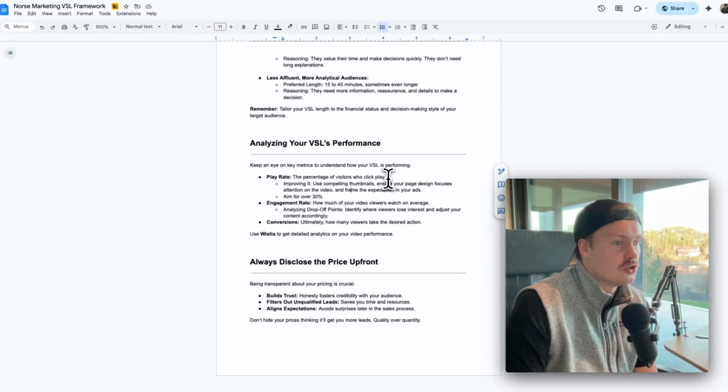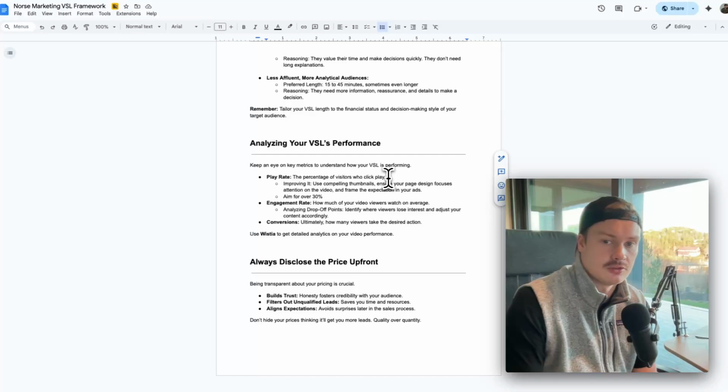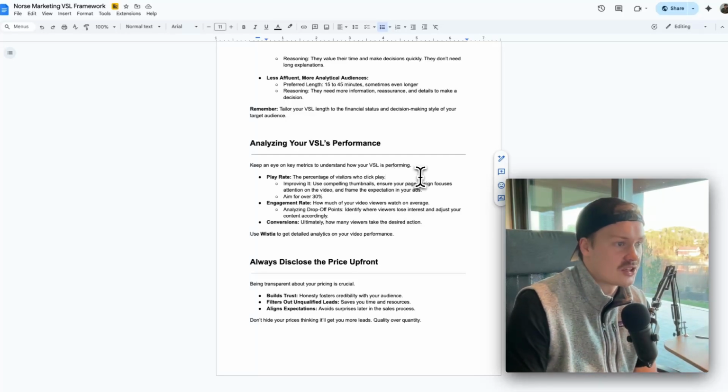And what you need to do is use Wistia. If you're using Vimeo, YouTube, or Go High Level as your video hosting service, just don't, because Wistia is better in every single way. They have a very detailed analytics page. And you can also have video thumbnails. So have a video thumbnail. It just increases your play rate. That's a pro tip. Then you need to look at your engagement rate.